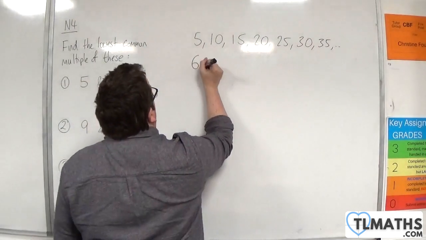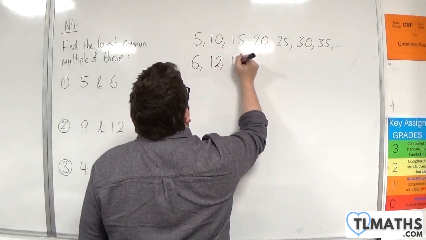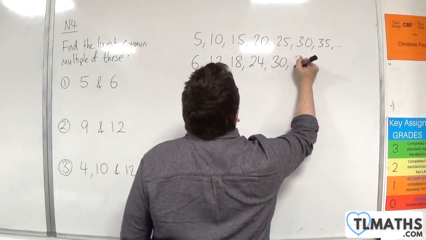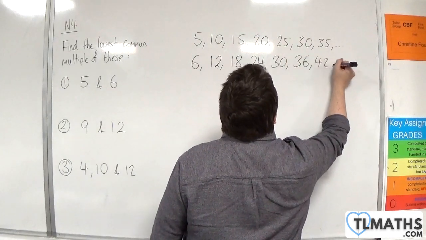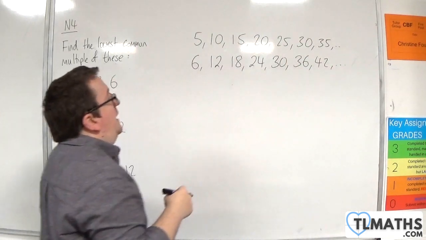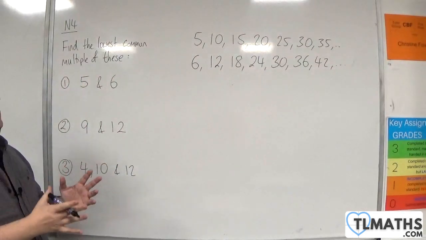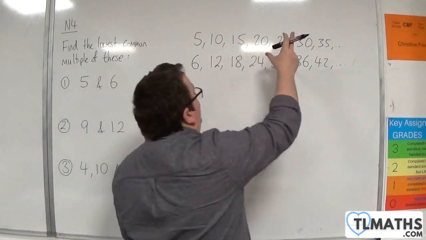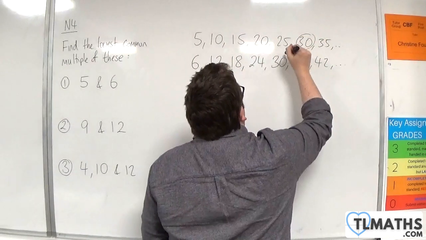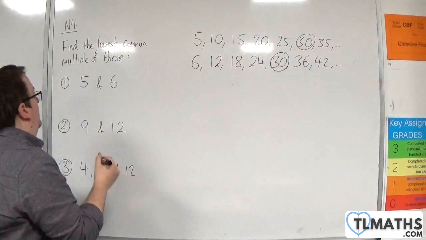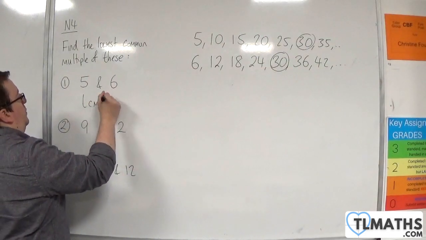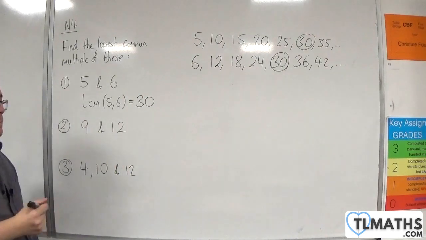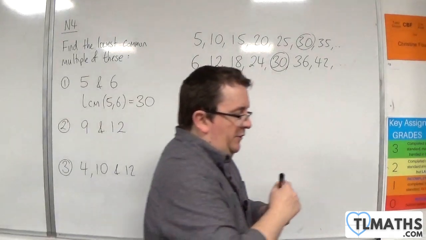So for 6, 12, 18, 24, 30, 36, 42, etc. And of course at this point you should be going, right, we found the lowest common multiple, because the first one that is in both lists is 30. So the lowest common multiple of 5 and 6 is 30. Okay? And so that's the answer to the first one.